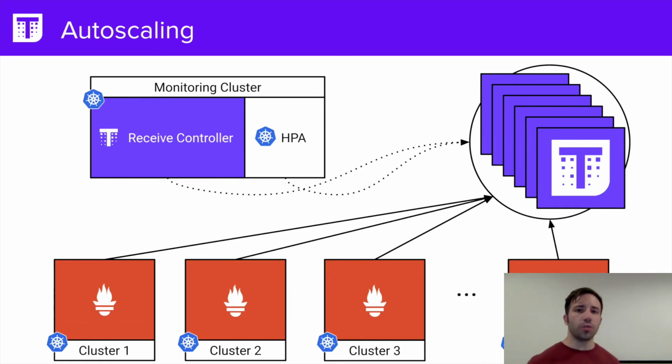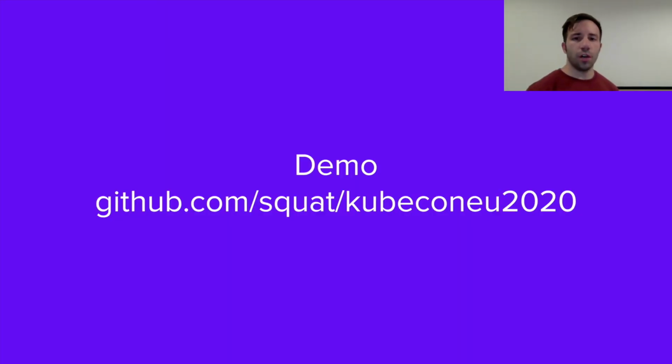In the case of the Thanos Receive Controller, we can use the Horizontal Pod Autoscaler to scale the hash ring up when the hash ring is swamped and using too much CPU. And then we can use the Thanos Receive Controller to automatically regenerate the configuration for this hash ring, and then have everything working for us just out of the box. Let's try running this exact configuration of an auto-scaling Thanos Receive hash ring in a new demo.